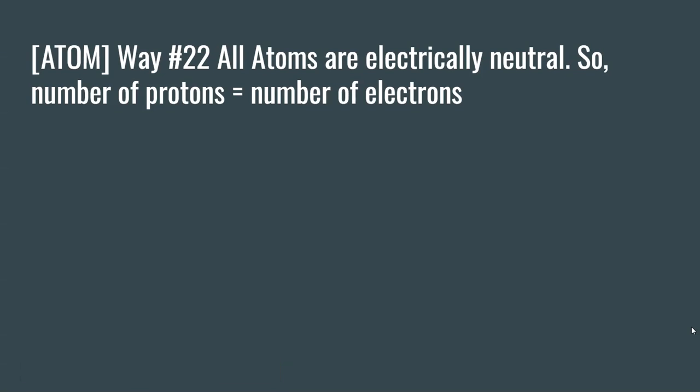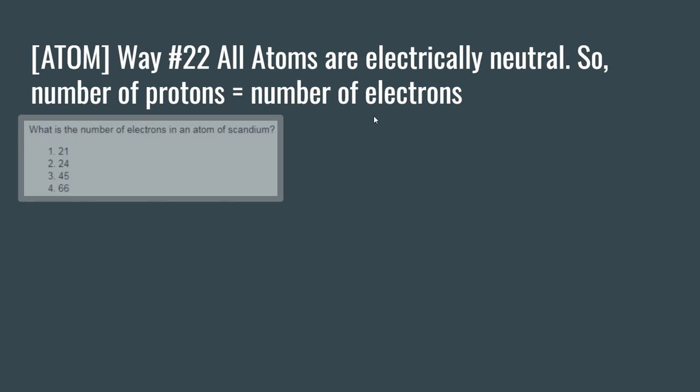Okay, way number 22 deals with atoms and their charges. All atoms, you can assume, are electrically neutral, which means that all the charges within an atom add up to zero. So all the numbers of positive protons equals the numbers of negative electrons.